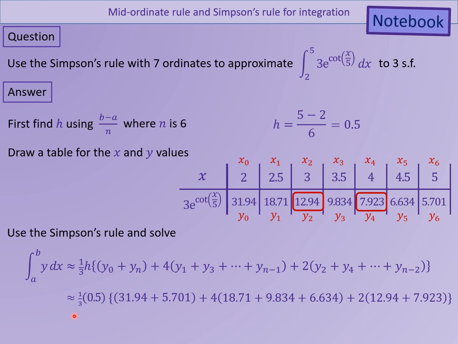Once we've got that, we can grab our calculators and we can type in a third times 0.5 times all this stuff. And the approximate answer, 36.7 to 3 significant figures. Okay, never go smaller.